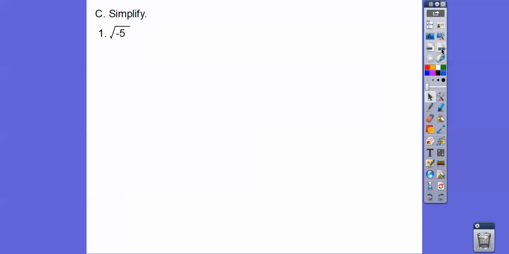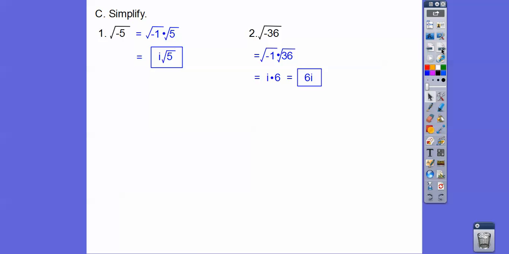All right, so let's simplify. The square root of negative 5 is the square root of negative 1 times positive 5, and the square root of negative 1 is i, so it's i root 5. This one is the square root of negative 1 times positive 36, so we get i times 6, which is 6i. Now, I always say pull the i out, you guys. When you have a square root of a negative, it's an i. So let's pull the i out and then simplify root 50.